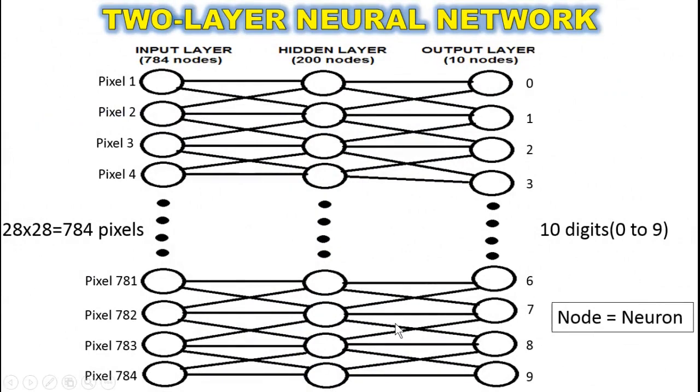The code of Rashid has a 2-layer neural network. The input layer consists of 784 nodes or neurons because 28 multiplied by 28 is a product of 784 pixels. It has one hidden layer that consists of 200 nodes or neurons. The output layer consists of 10 nodes or neurons because there are 10 digits from 0 to 9 to classify or predict.